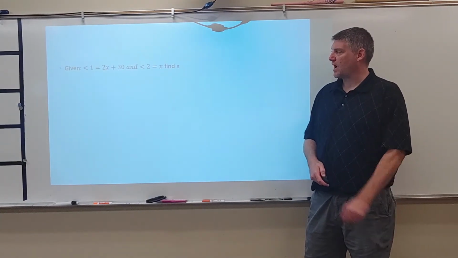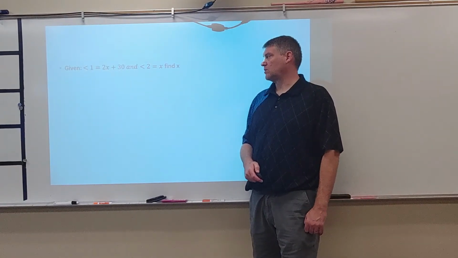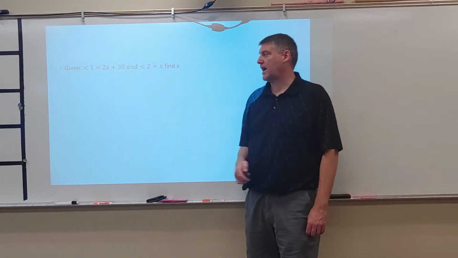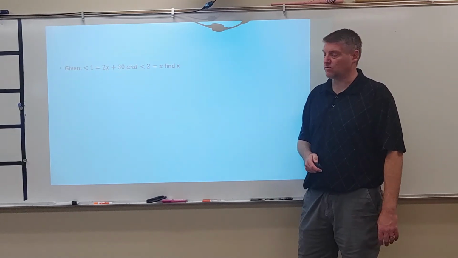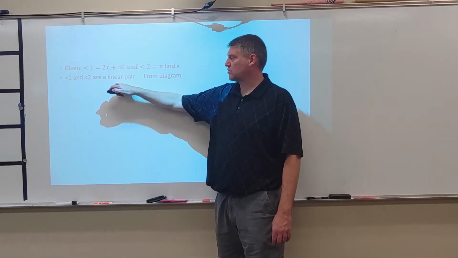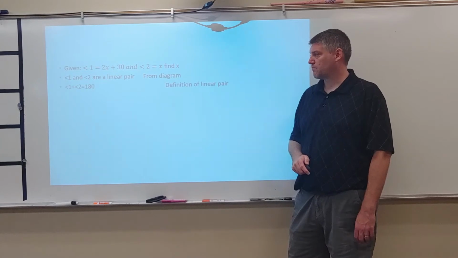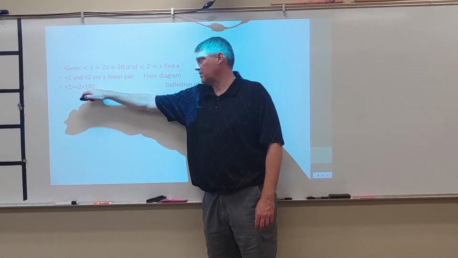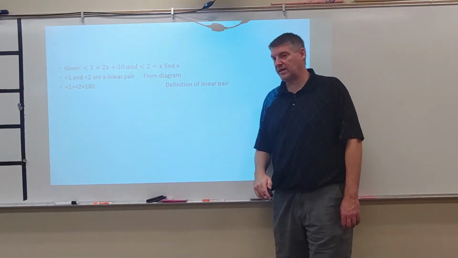Okay, so here we have a given. Angle 1 is equal to 2x plus 30, and angle 2 is equal to x. We're going to find x. Now, we can't just find x based on this information. We need a little bit more. So, angle 1 and angle 2 are a linear pair. That's important because remember what a linear pair is. A linear pair means that the addition of them equals 180. So angle 1 plus angle 2 equals 180.